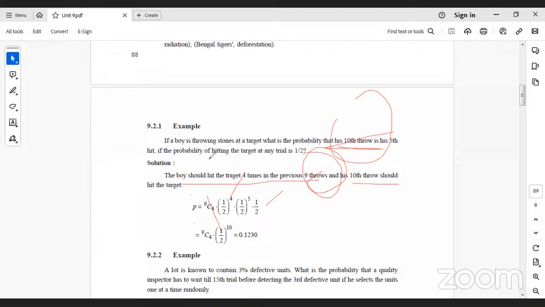Multiplying 2 ten times: 2, 4, 8, 16, 32, 64, then 128, then 256, then 512, then 1024. So it is 1/1024. Now 126 into 1/1024. What did 9C4 give? 126.